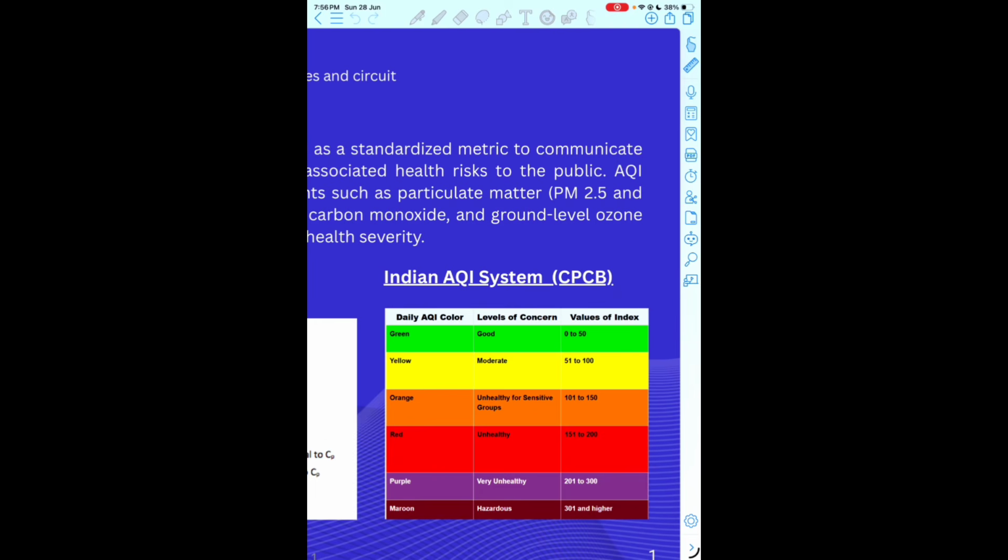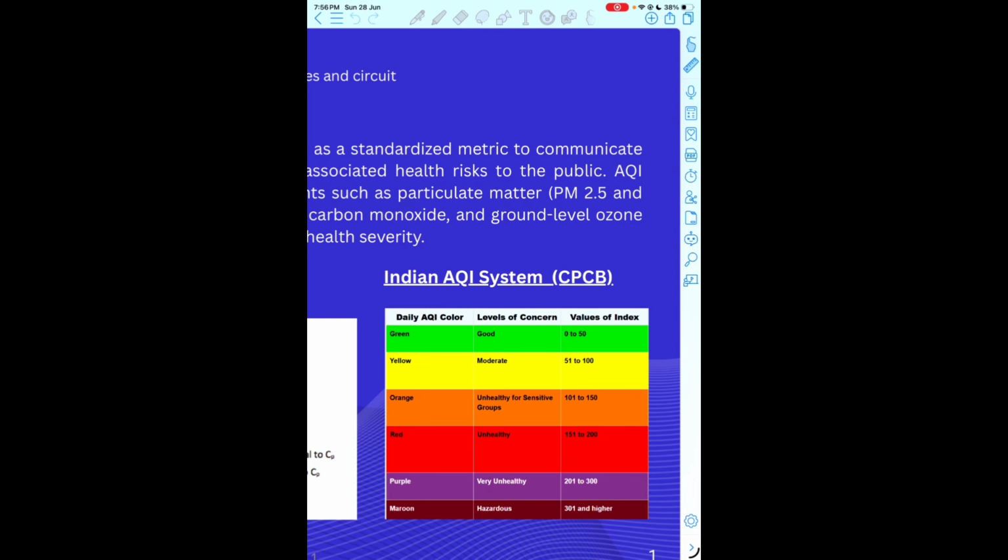This is the Indian AQI system according to CPCB board. So if the daily AQI color is green and the values of index is 0 to 50 range, this indicates good air quality. The air is clean and there is little or no health risk.